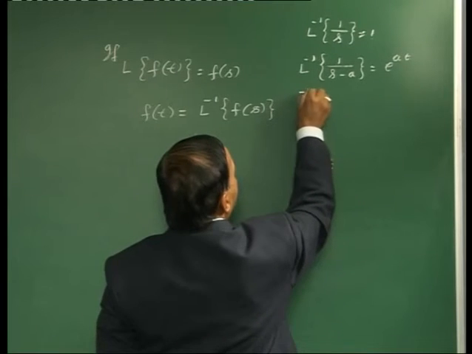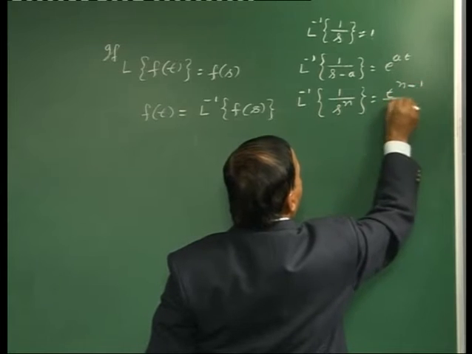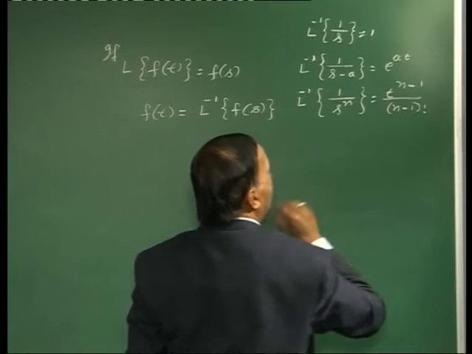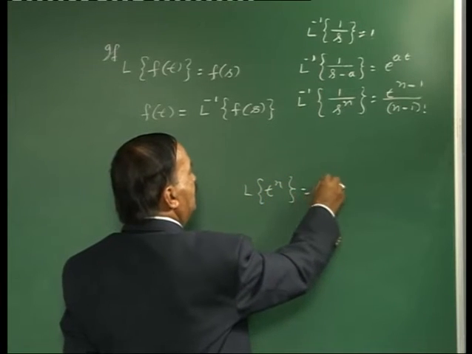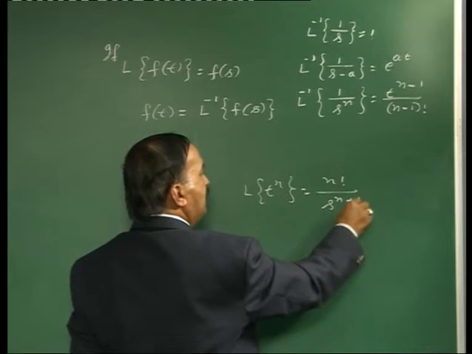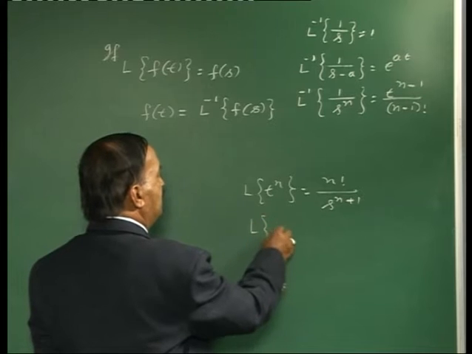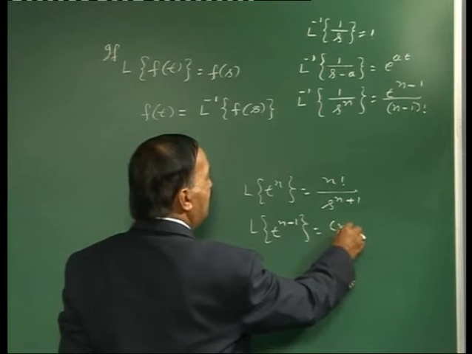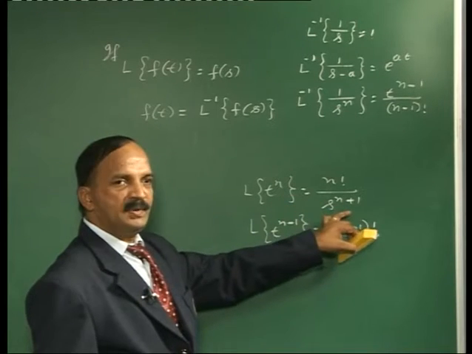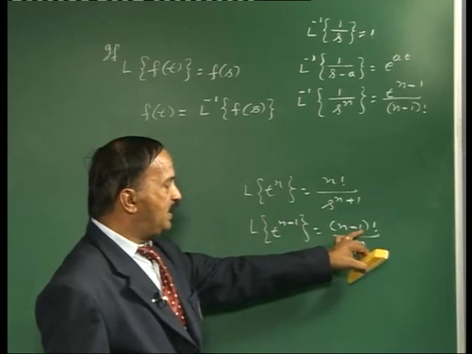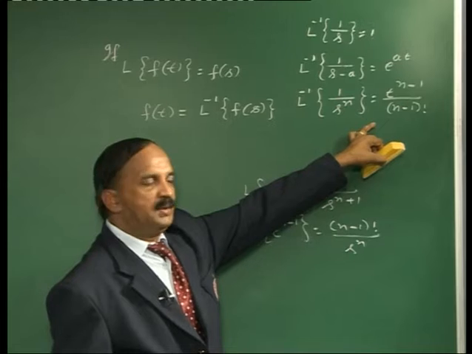L inverse of 1 by s to the power of n is equal to t to the power of n minus 1 by n minus 1 factorial, because we know L of t to the power of n is equal to n factorial by s to the power of n plus 1. Replace n by n minus 1, then this becomes L of t to the power of n minus 1 is equal to n minus 1 factorial divided by s to the power of n. Therefore, L inverse of 1 by s to the power of n is equal to t to the power of n minus 1 by n minus 1 factorial.